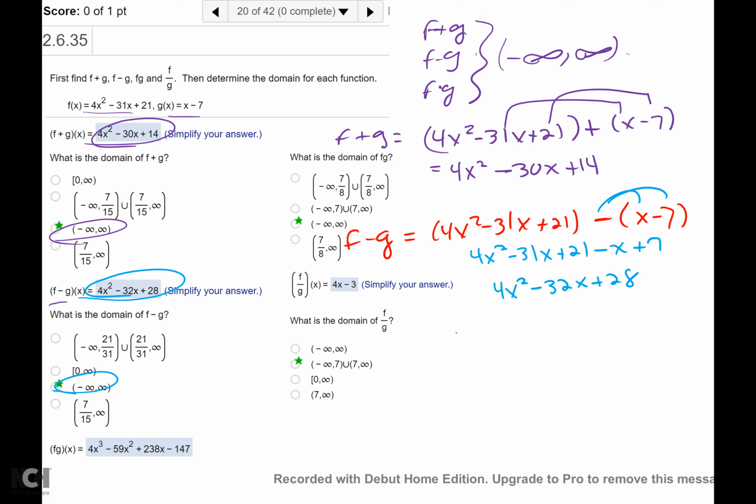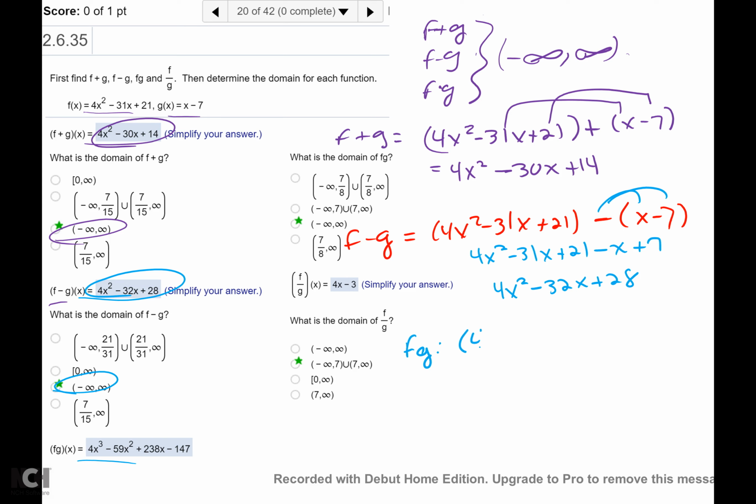F times g. Apparently I didn't copy all the f. Oh, it's right down here. F times g. Oh, there's answers all over the place here.